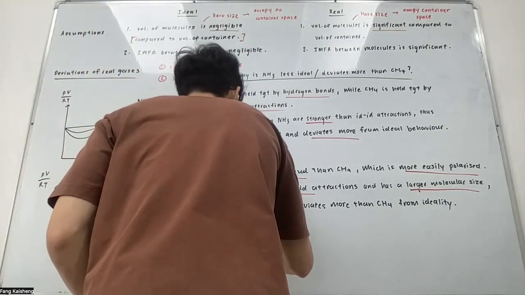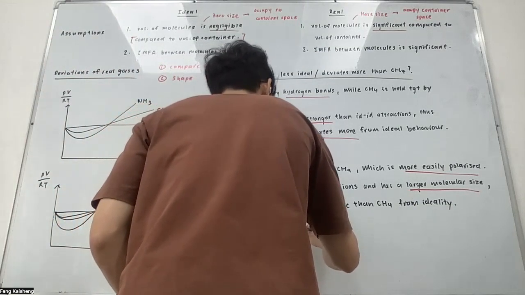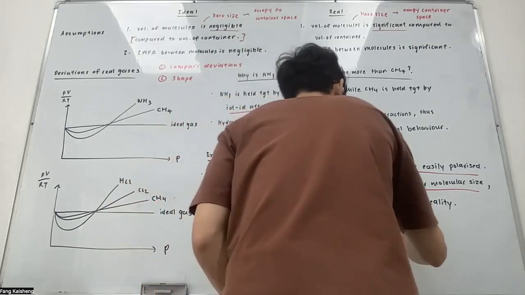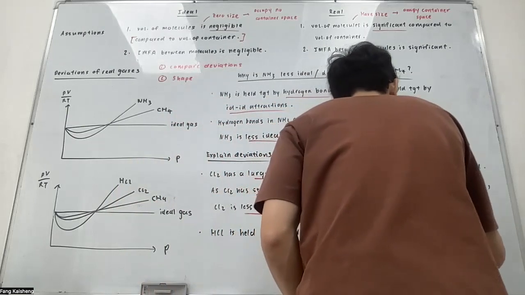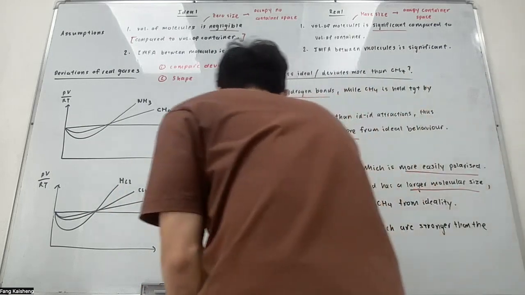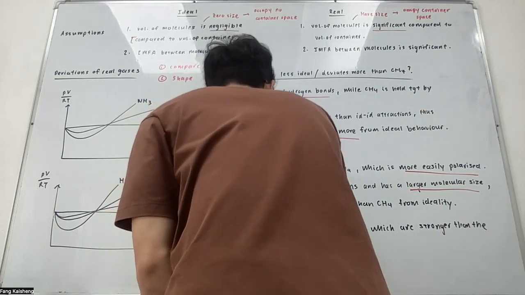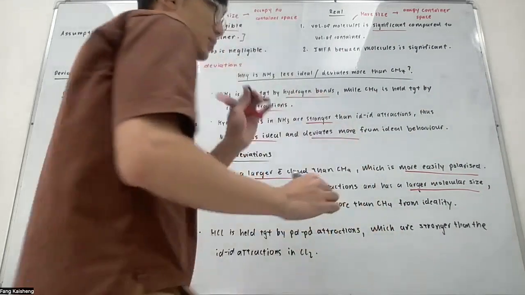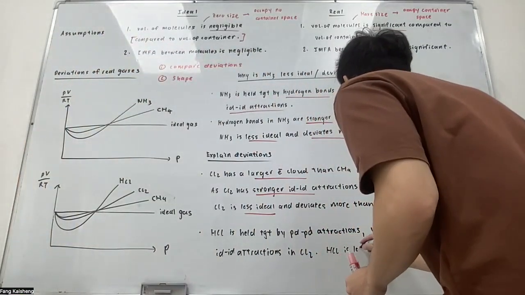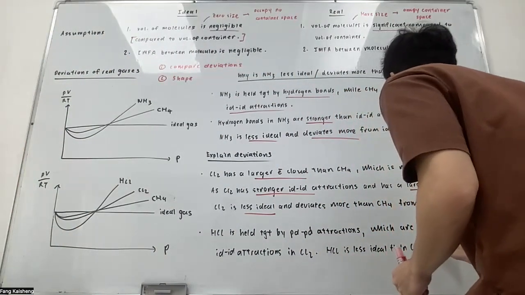So you tell me HCl is held together by PD-PD attractions, which are stronger than the ID-ID attractions in Cl2. Since it has more significant interactions, it's going to deviate more. So you tell me HCl is less ideal than Cl2, so it deviates the most.